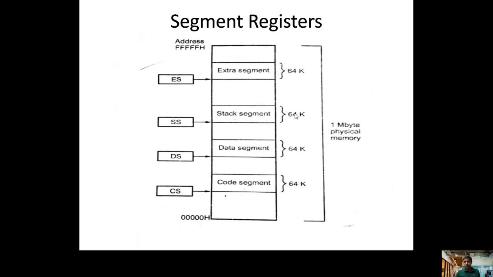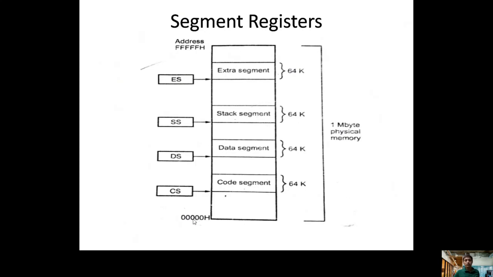So 64 plus 64 plus 64 plus 64, total 256 kilobytes of memory the processor can access at a time because of 4 segment registers. Now the function of each segment register is: each segment register can hold the upper 16-bit starting address of the corresponding segment memory. For example, this is a code segment memory. So this CS register can hold the upper 16-bit starting address of this memory.